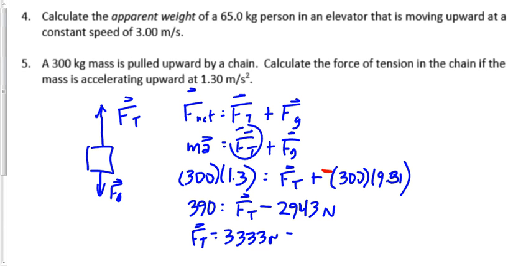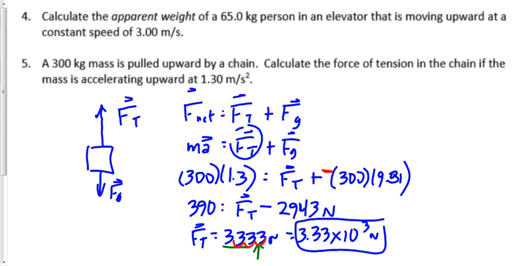All right, where are we going to round that to? How many digits? 300 is 3 digits. 9.81 is 3 digits. Final answer should be 3 digits. 3.33. The fourth digit is a 3, so the third digit is going to round down, right? 3.33 times 10 to the... How many decimal places did we move this? 3? 3.33 times 10 to the 3 newtons.